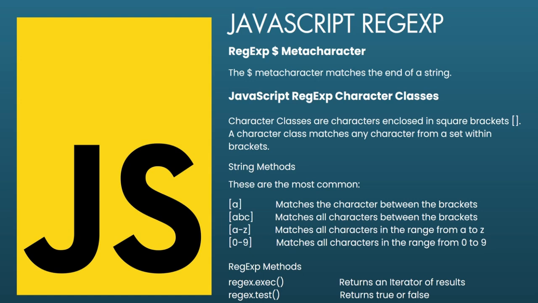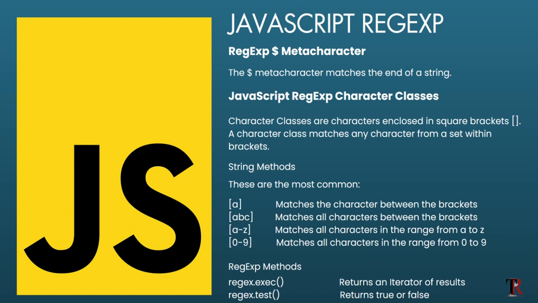The dollar sign meta character matches the end of a string. As you are going to see, you can use it to test if a string ends with a particular pattern or if a string contains a particular pattern. We are going to be using two examples to see how you can test for that.